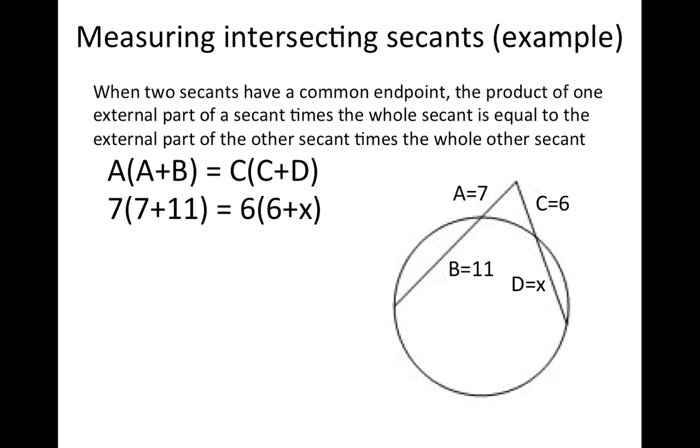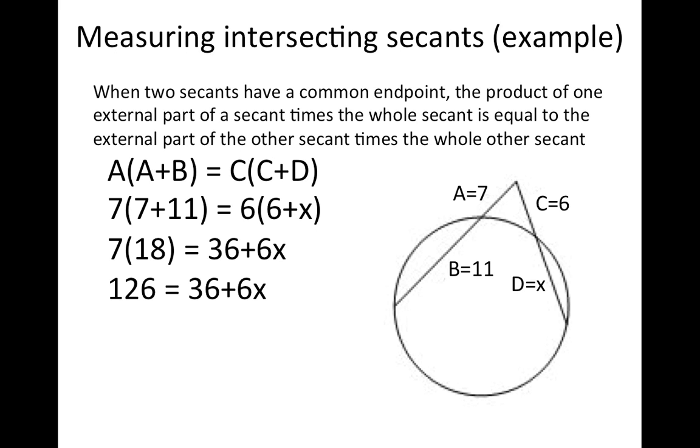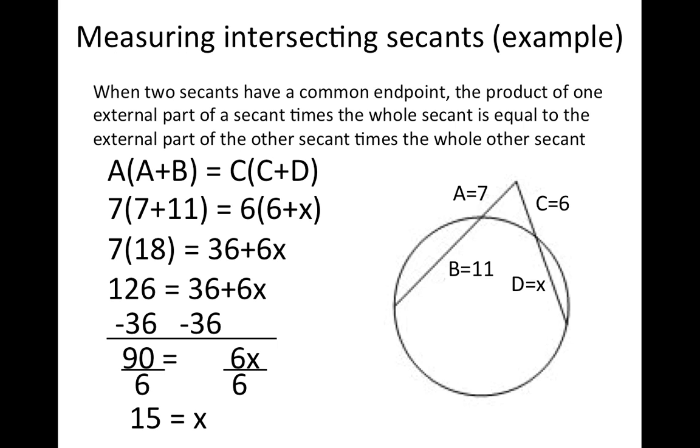I'm going to add up the 7 plus 11 on the left side to get 18, and I'm going to distribute the 6 on the right side. So on the left side I'm going to have 7 times 18, and on the right side, 6 times 6 is 36, and 6 times x is 6x. I have to make sure to distribute the 6 across both terms. Just multiply 7 times 18, I get 126. Subtract 36 from both sides, and I get 90 equals 6x. Divide both sides by 6, and I come up with my final answer of 15. So in this example, D equals 15.